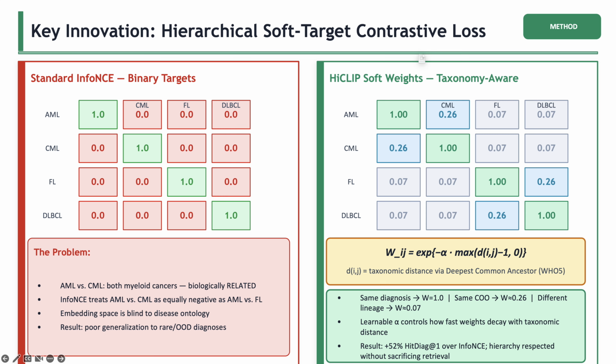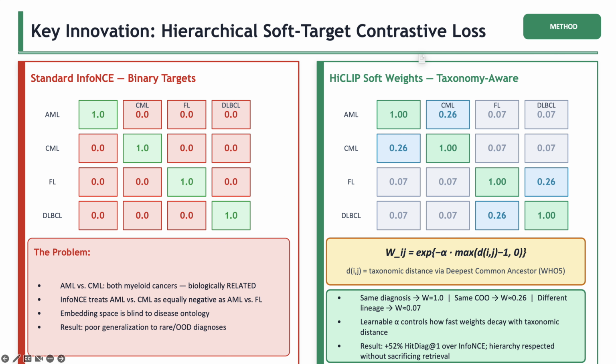Now look at the right side, the HiCLIP soft weights. When two patients share the same diagnosis, the weight is 1.20. That is your true match. But when two patients share the same cell of origin, like AML and CML, both being myeloid, the weight is 0.26. Not 0, but not a perfect match either. Patients from completely different lineages, like a myeloid and a B cell cancer, get 0.07. We are not forcing those apart completely, we are just deprioritizing them.